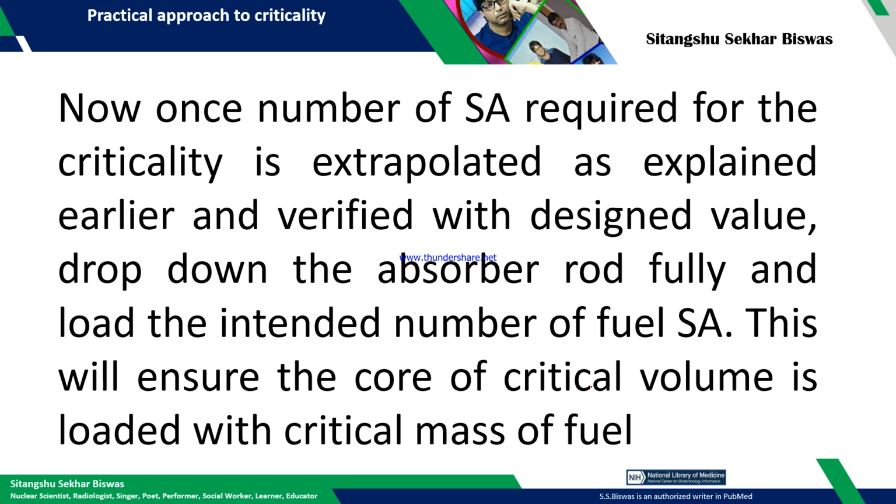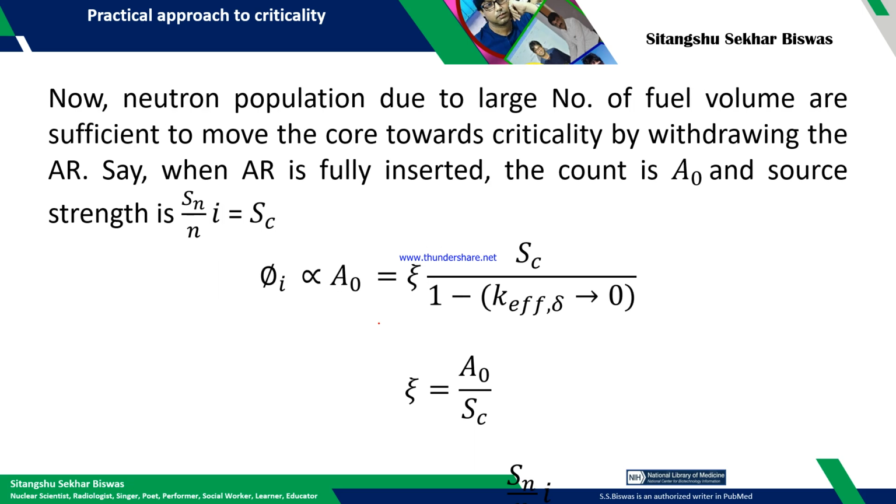This will ensure that the core of critical volume is loaded with a critical mass of fuel. Now if we lift the absorber rod, and we know the absorber rod position at which the effective multiplication factor tends to 1, that means your reactor will be critical and the chain reaction will sustain. The neutron population, due to the large number of fuel subassemblies, is sufficient to move the core towards criticality by withdrawing the absorber rod.